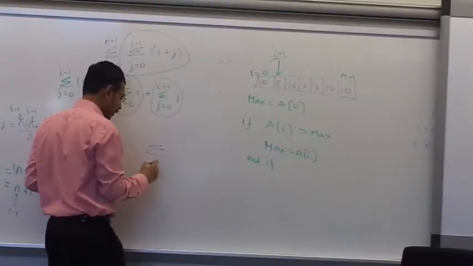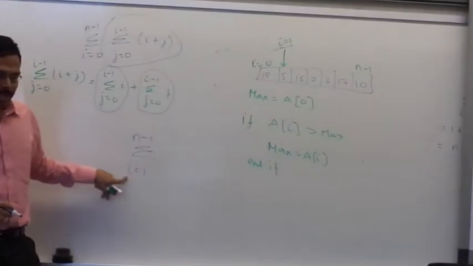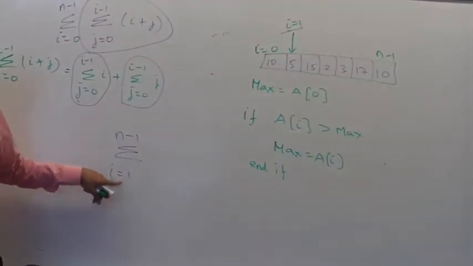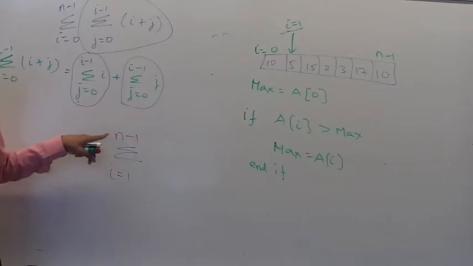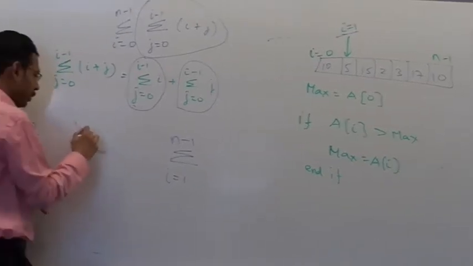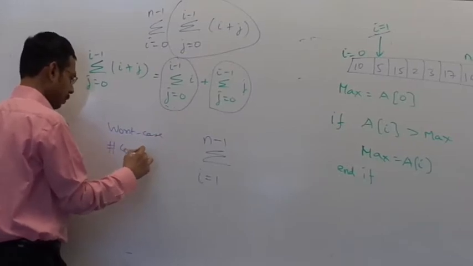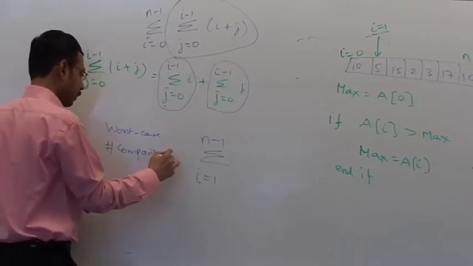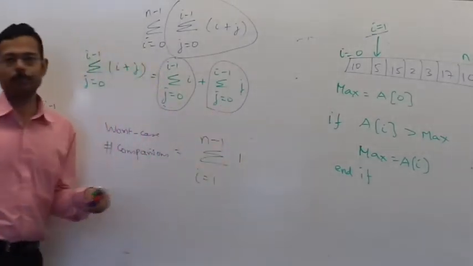So you see how my summation is applicable now? This is my iteration index, i equals 1 to n minus 1. What am I doing in each iteration? One comparison, right? So my number of comparisons, the worst case or average case, is the same thing in this particular algorithm. Comparisons is equal to sigma i equals 1 to n minus 1 of 1.